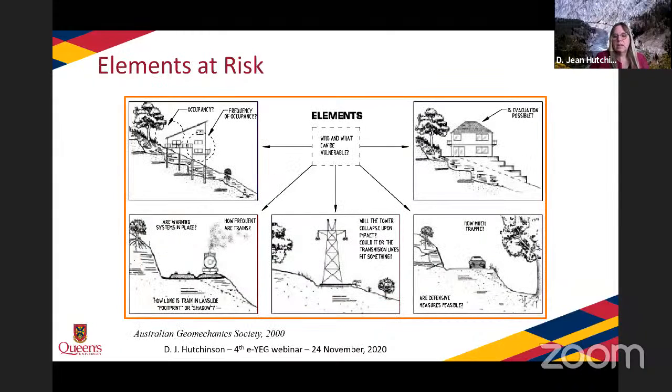One good definition that I like to use in terms of elements at risk comes from this Australian Geomechanics Society publication. And here you can see a series of different elements that could be impacted by a rockfall in this case. And so some of the questions are, what is in the way of the rockfall? How frequently are occupants present, or are vehicles or infrastructure there? And what will the consequence be? How vulnerable is that object to the impact?